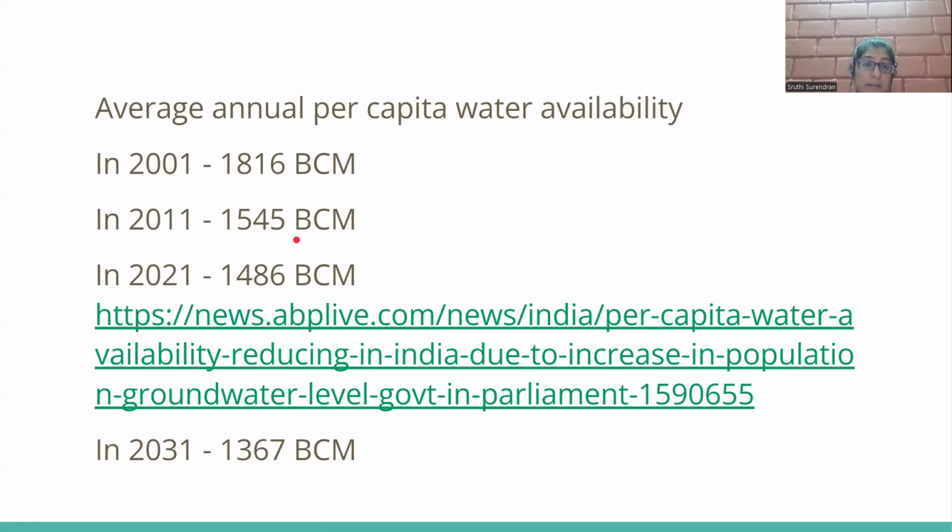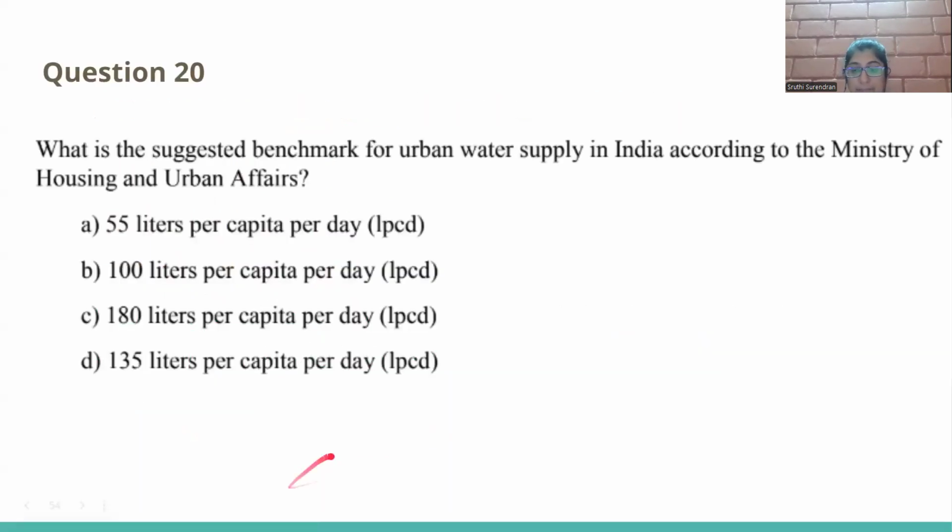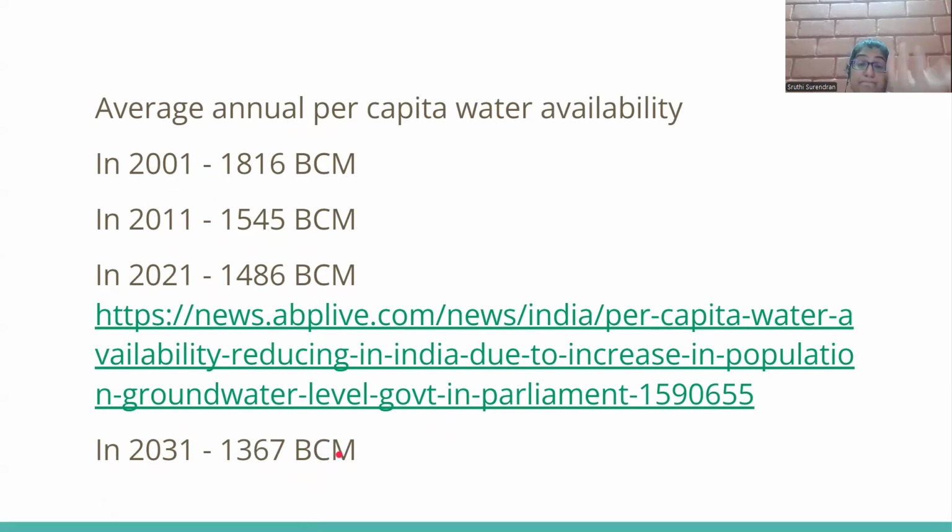In 2011 it was 1,500 something, and then it further reduced in 2021 to 1,486. In 2031, apparently there will only be 1,367 billion cubic meters of water available per head every year. This is the resource I got it from. When I share the slides with you, you can go to this link and find out from which publication this has been taken in the lecture series. Okay, so that's the answer.